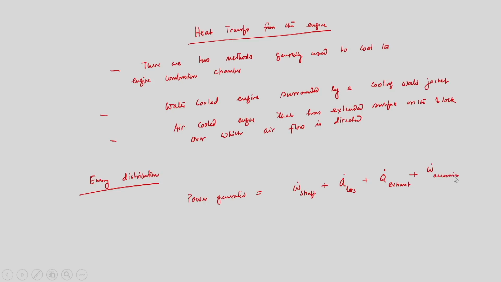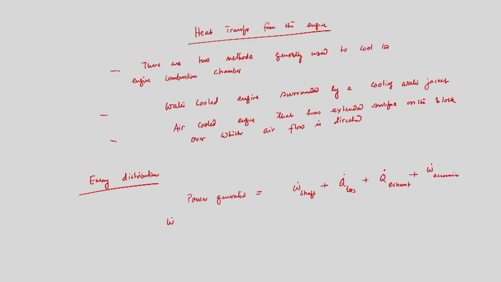So, that means if the total power generated by the engine is W dot shaft, it is brake power, or it is indicated power. Brake power is the power available in the shaft, whereas indicated power is the power produced on the piston face. So, brake power is lesser than indicated power by an amount needed to overcome the frictional losses. Now, the total power generated can be distributed in these four categories.